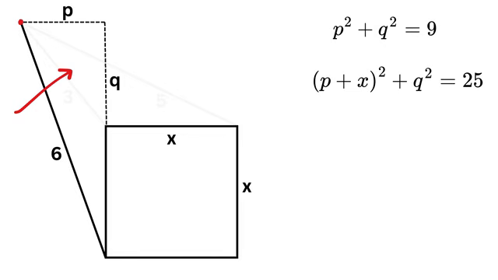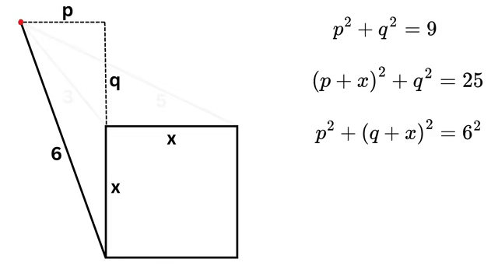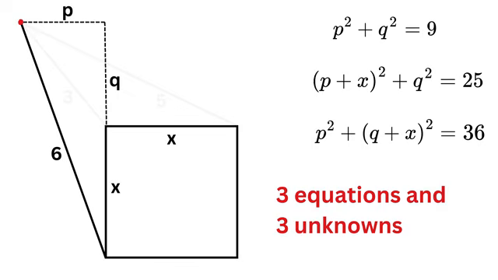Finally, consider this right triangle. We have this as q, this as x, and this side is the same as p. So, we have p squared plus (q plus x) whole squared equals 6 squared, or 36. This way, we have 3 equations and 3 unknowns. Using them, we can solve for x.